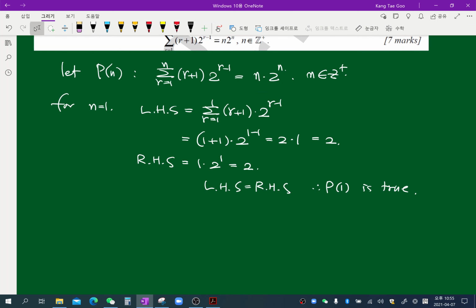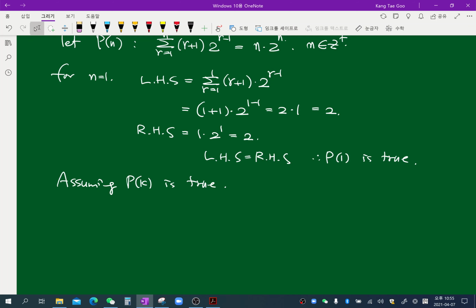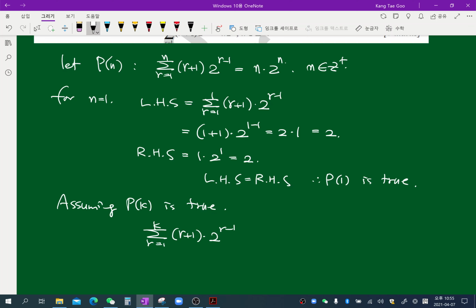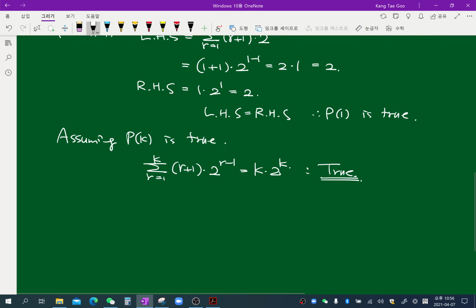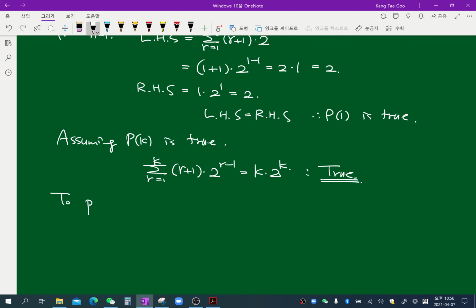Then the next step is assuming Pk is true. We had better write what Pk is here. That is the sum from r equals 1 to k of (r plus 1) times 2 to the power of (r minus 1) equals k times 2 to the power of k. That's what we have assumed. Then the next step is to prove Pk plus 1.